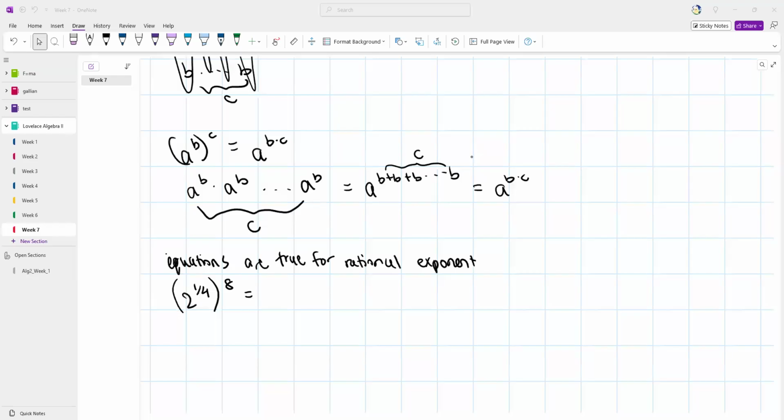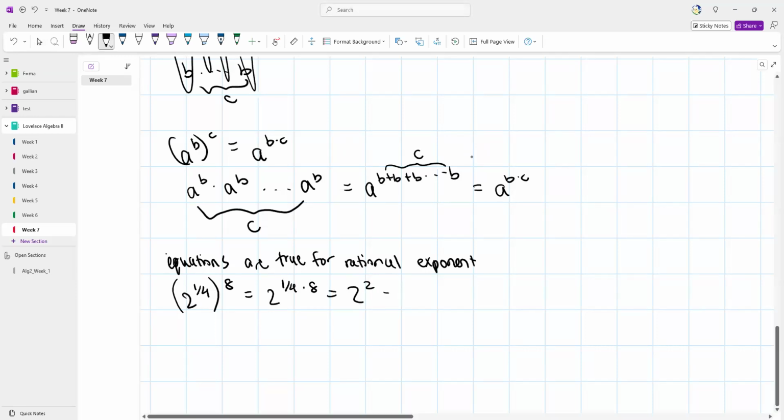Then this means multiply 1/4 and 8, and you would get 1/4 times 8. And this is equal to 2 to the power of 2, which is equal to 4. So you can see how this kind of complicated thing turns into something really simple because we're allowed to multiply the exponents.